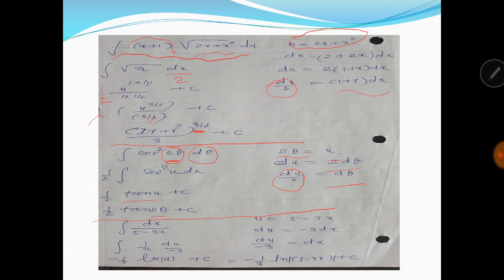This is another example where you have integration of 1 upon 5 minus 3x. So you take 5 minus 3x equal to u, and du is equal to minus 3 dx. So du divided by minus 3 is equal to dx. So you replace dx by du divided by minus 3, and 5 minus 3x by u. So integration of 1 upon u is ln u. You still have minus 1/3 and plus c. Replace u by 5 minus 3x. So you get minus 1/3 ln of (5 minus 3x) plus c.